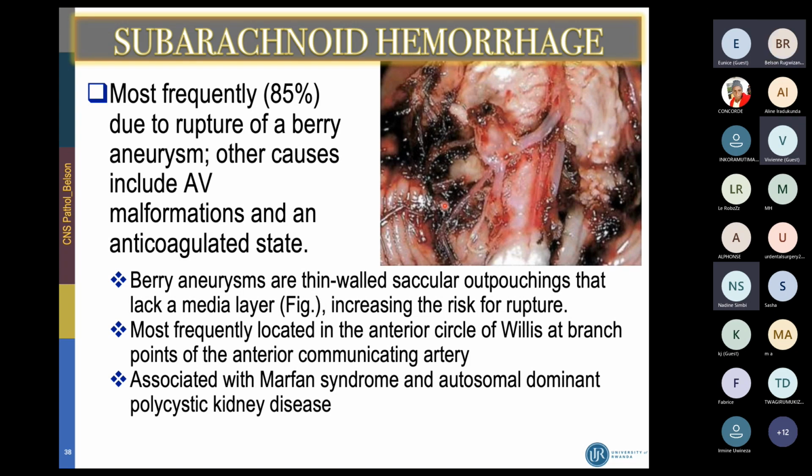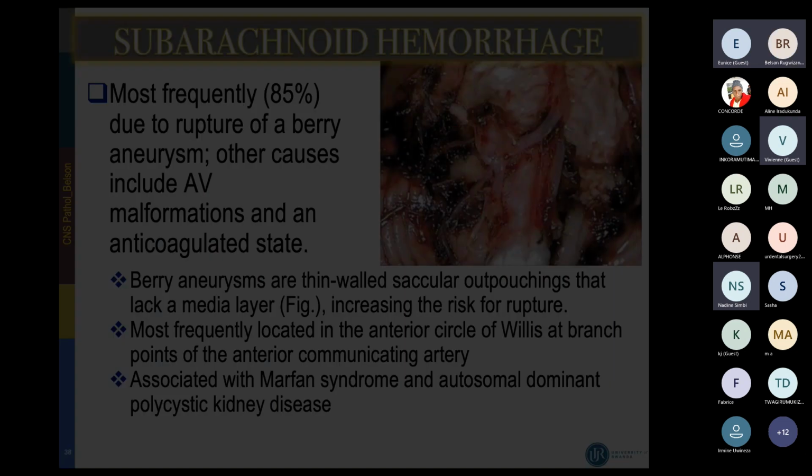I think this is the same as what we saw for stroke, hemorrhagic stroke. Associated with Marfan syndrome and autosomal dominant polycystic kidney disease. So with Marfan syndrome, people often have defective smooth muscle in organs such as the ureter, but also in arteries or veins. So defective muscles.